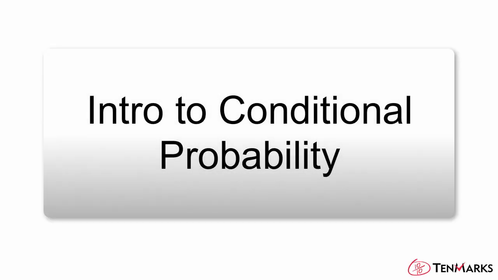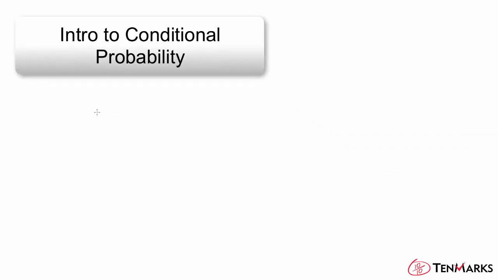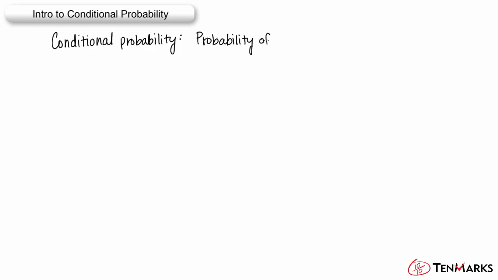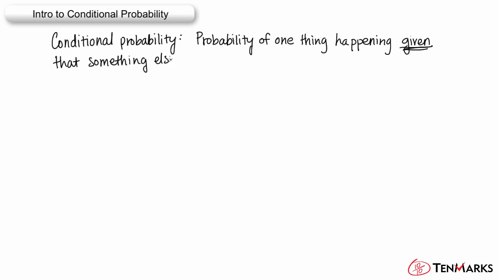In this video, you'll learn about conditional probability in the context of an example. The conditional probability is the probability of one thing happening given that something else happens.